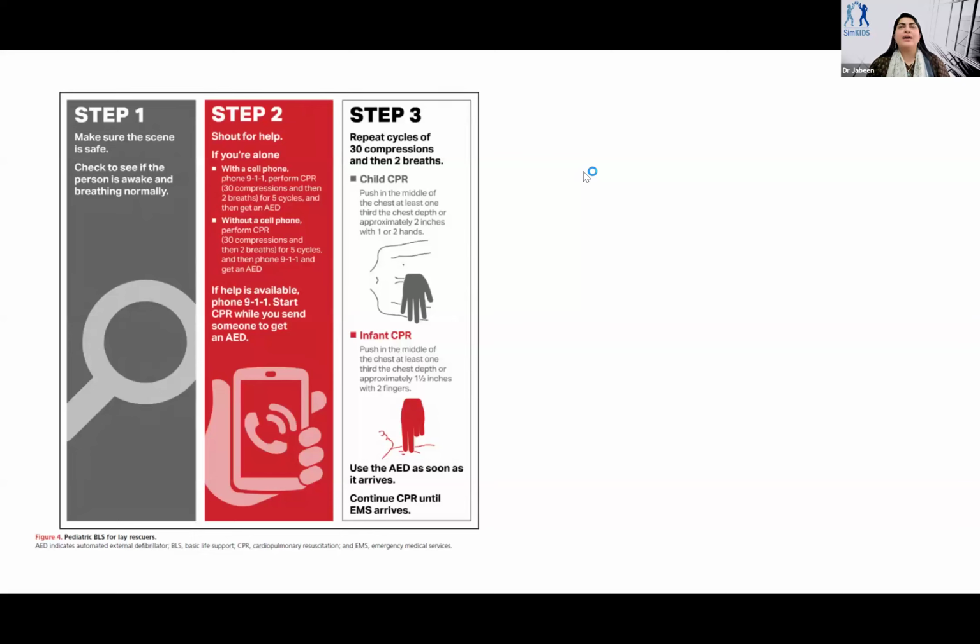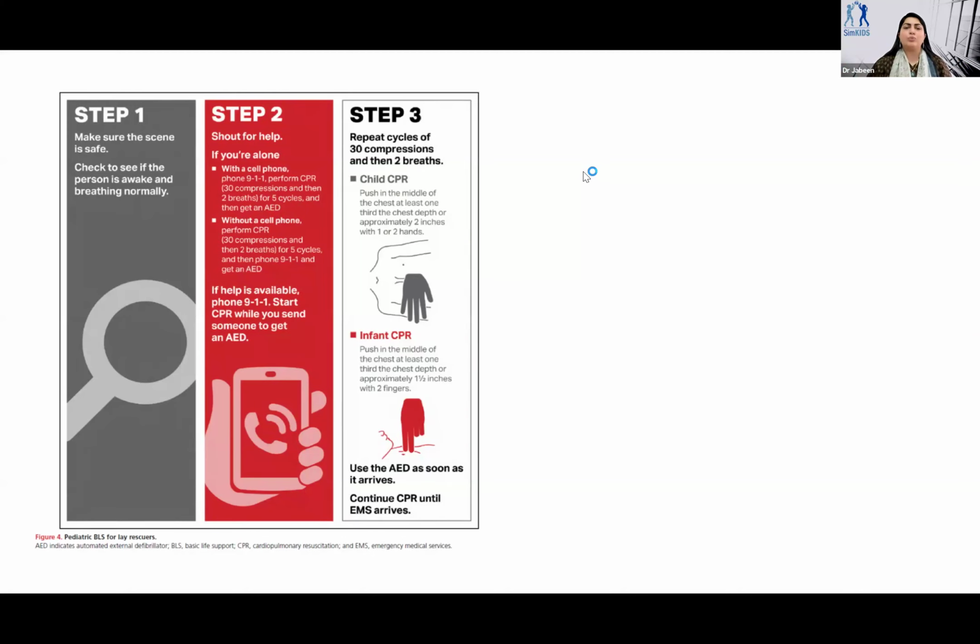So I would like to emphasize here that PALS has done a very good job to provide algorithms which are very, very visually intuitive. You can see this pediatric basic life support algorithm, the chart. It is so simple, just print, laminate, and put it there. For basic life support, they have made it so simple: 3 steps: step 1, step 2, step 3.